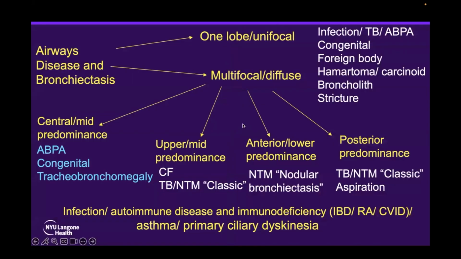So let's move on to multifocal and diffuse bronchiectasis, and there are some zonal predispositions that may be helpful for differentiating etiologies. The first is central and mid-lung predominance in relation to the hila, so more centrally as opposed to peripheral. And we think of allergic bronchopulmonary aspergillosis, congenital abnormalities, and tracheobronchomegaly.